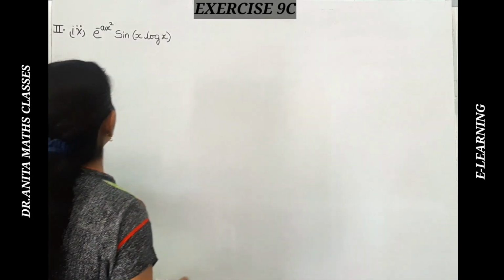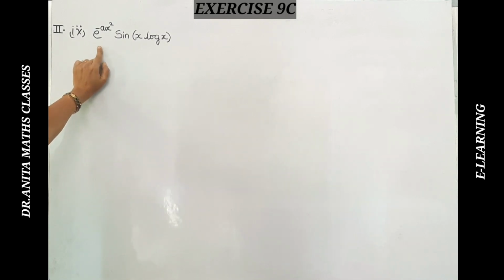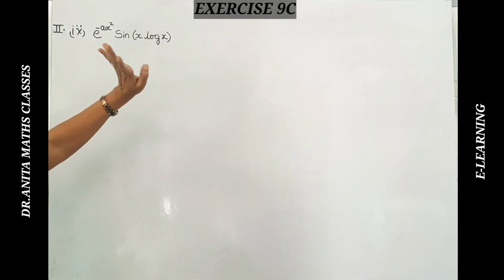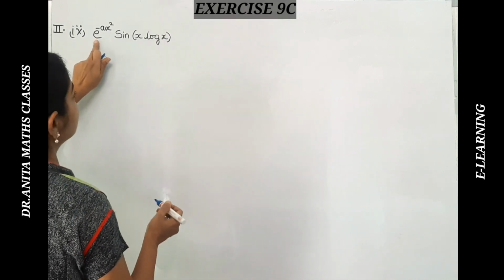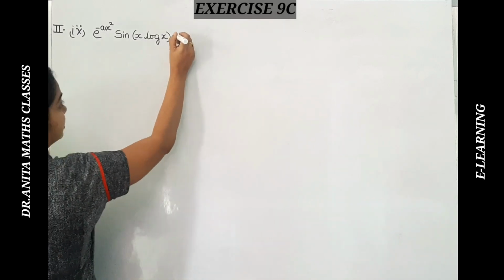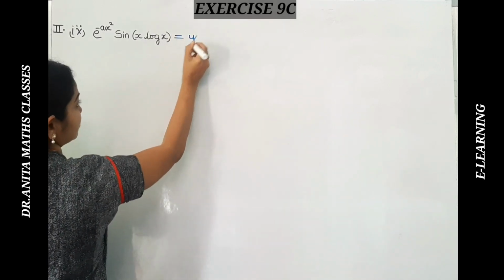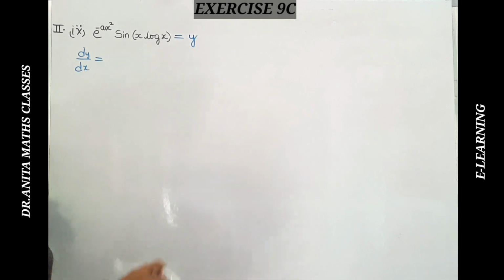Let's begin here. Find the derivative of e raised to the power of minus ax square sine of x log x. Clearly there are two functions, so we'll proceed with the uv product rule. Let me suppose the first one as u and the second one as v. Okay, so let us differentiate it. I'll suppose this as y, so dy by dx, directly applying the uv product rule.